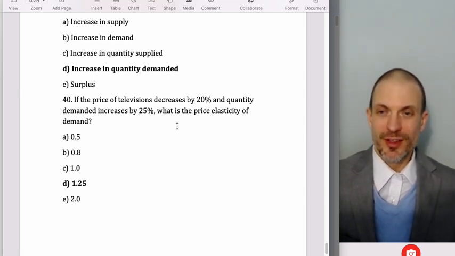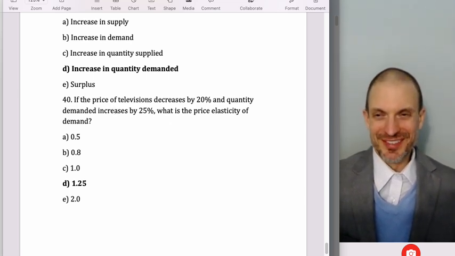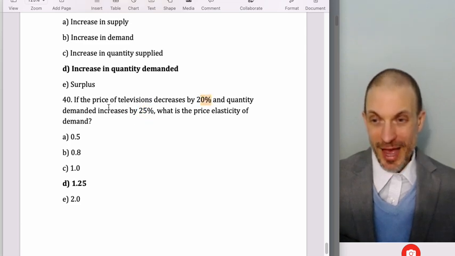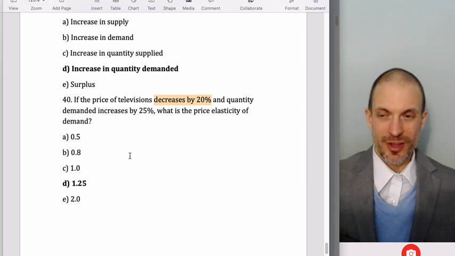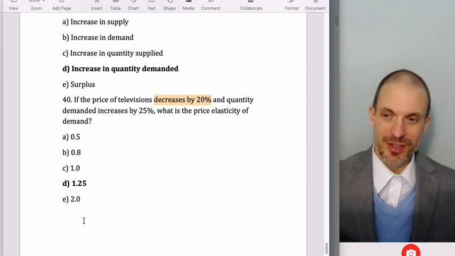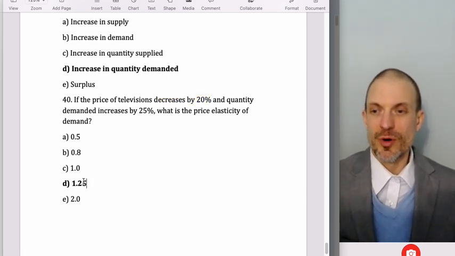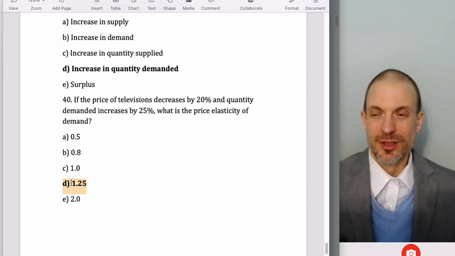If the price of televisions decreases by 20% and quantity demanded increases by 25%, what's the price elasticity of demand? So we need 25% divided by, so positive 25%, because this is an increase, divided by negative 20%, is going to be a minus 1.25. Oh, wait a second, I only have positives here. That's fine, because these are reporting elasticity in absolute value, right?